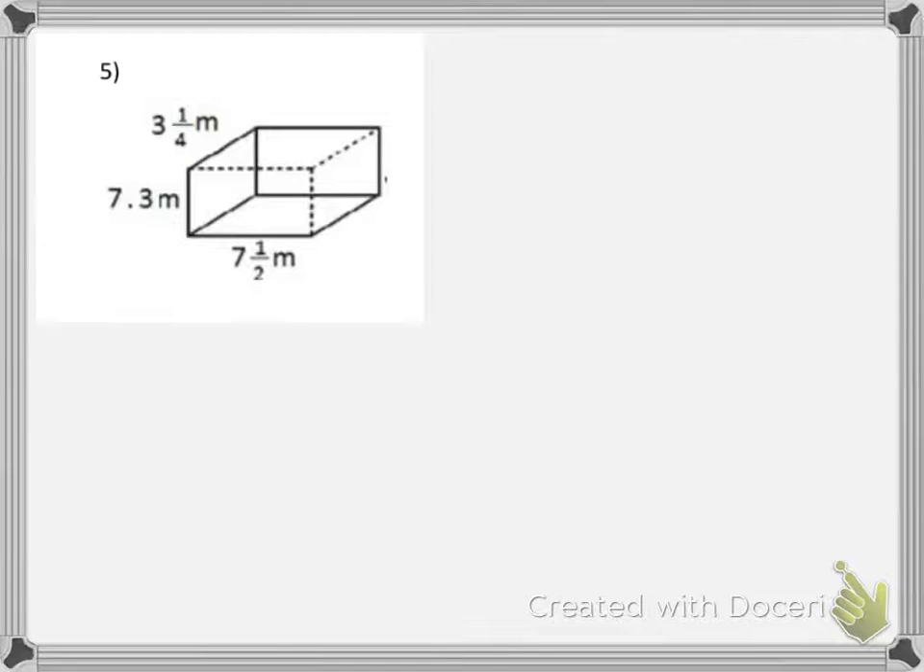All right, number 5. So here's our 3-dimensional rectangular prism. We're going to use a formula this time to solve it. If you prefer, you can draw a net out and then just put in all the dimensions along the side and find the area of each piece if you prefer that strategy. Otherwise, the formula we're going to use is 2 times the length times width plus 2 times the width times the height plus 2 times the length times the height.